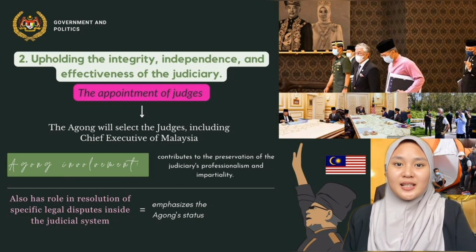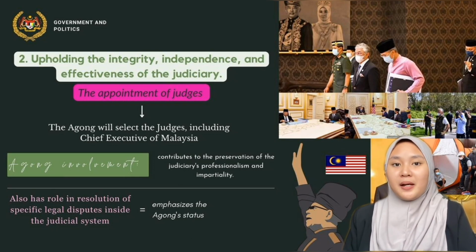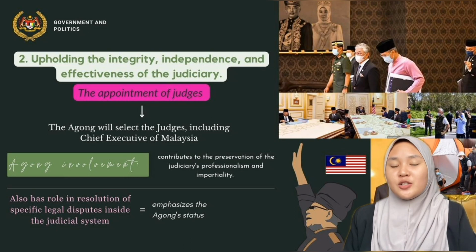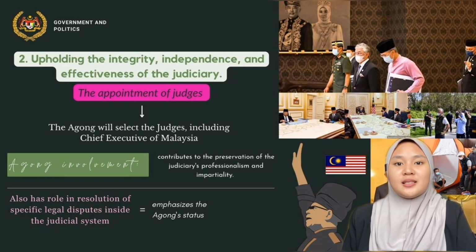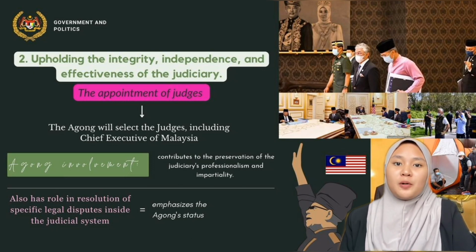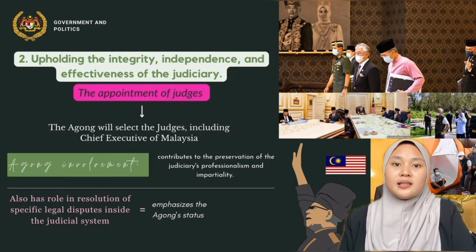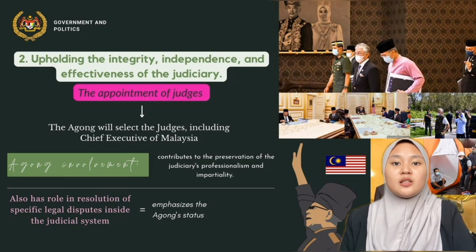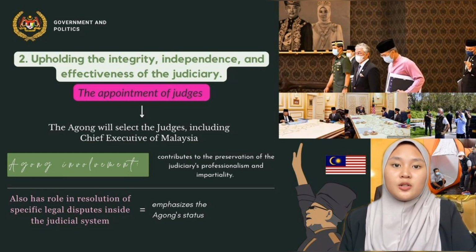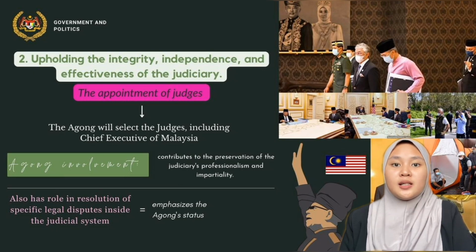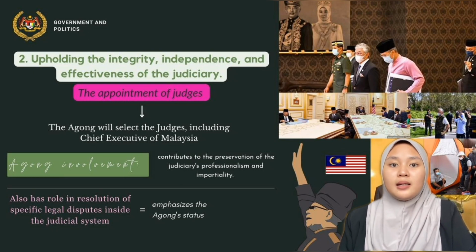The second function is upholding the integrity, independence, and effectiveness of the judiciary. The appointment of judges is one of the Yang di-Pertuan Agong's most important judicial responsibilities. On the guidance of the Prime Minister and the Conference of Rulers, the Agong selects judges, including the Chief Justice of Malaysia. This procedure makes sure that the selection of judges is done with care, taking into account their credentials, prior experience, and appropriateness for the job.